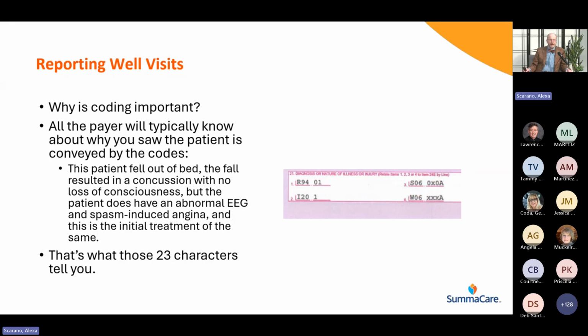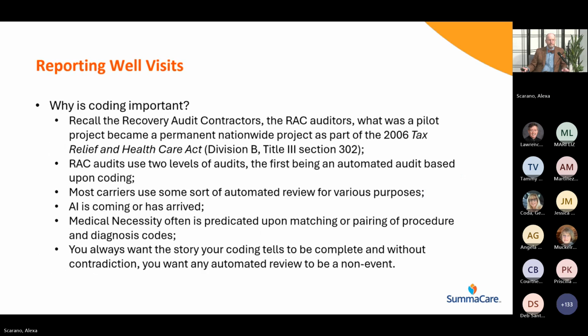This patient fell out of bed. The fall resulted in a concussion, no loss of consciousness. But the patient does now have an abnormal EEG and spasm-induced angina. And this is the initial treatment for all of that. That's what those 23 characters tell you. Again, all of that is conveyed just by what you see on the right side of the screen. So again, this sort of sets up the discussion of why the coding is important.